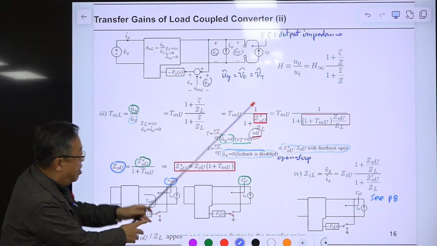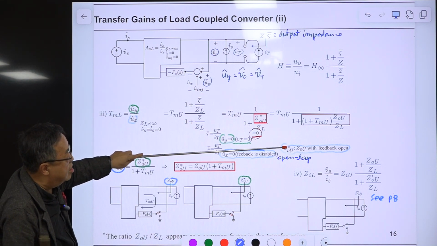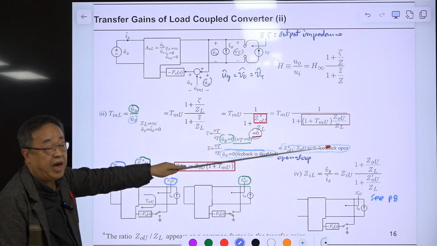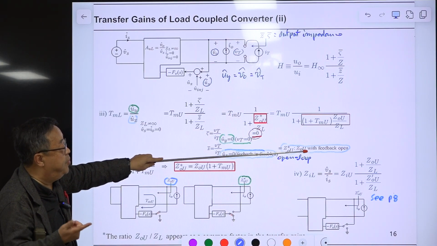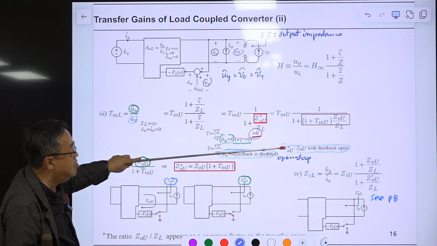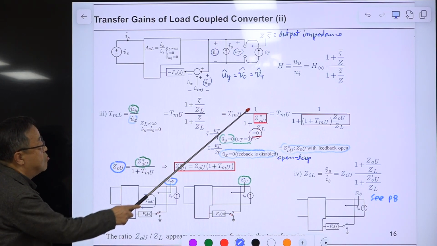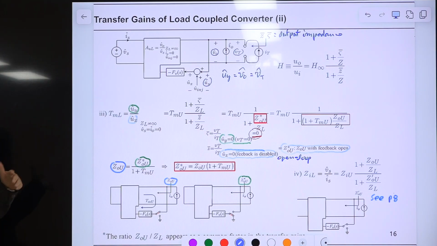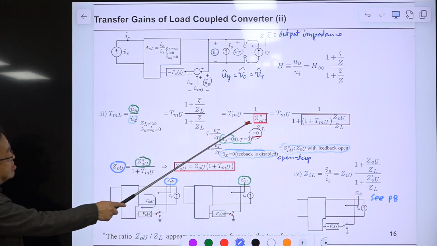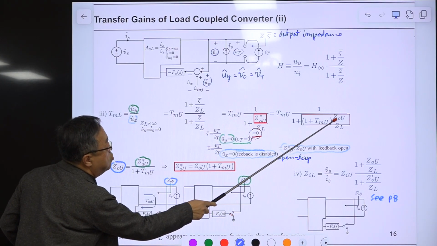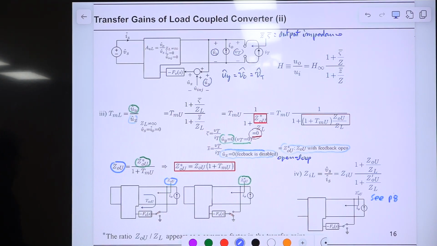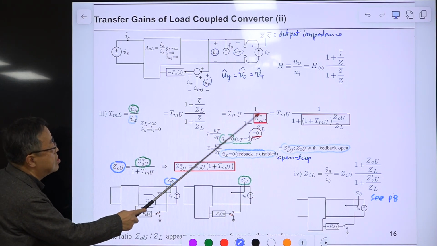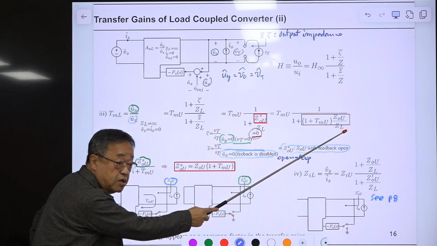So I use the symbol GOU star. This is the GOU with feedback open. The open loop output impedance of the uncoupled converter is GOU star. So the rule is this one. But GOU star is something new. We want to replace this with GOU because GOU divided by GL is a common factor. So we want to find some other expression of GOU star in terms of GOU. This is a very important step.